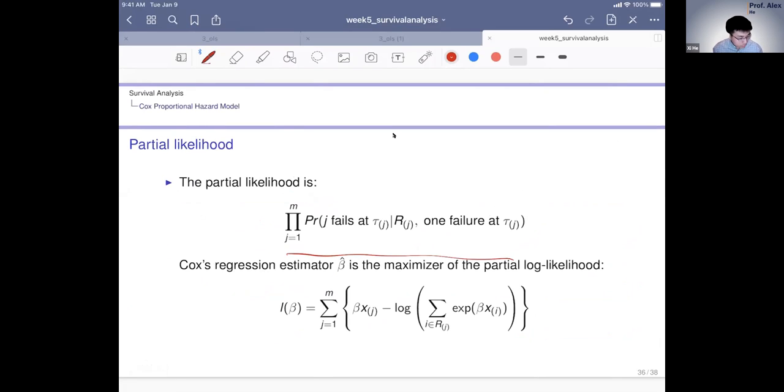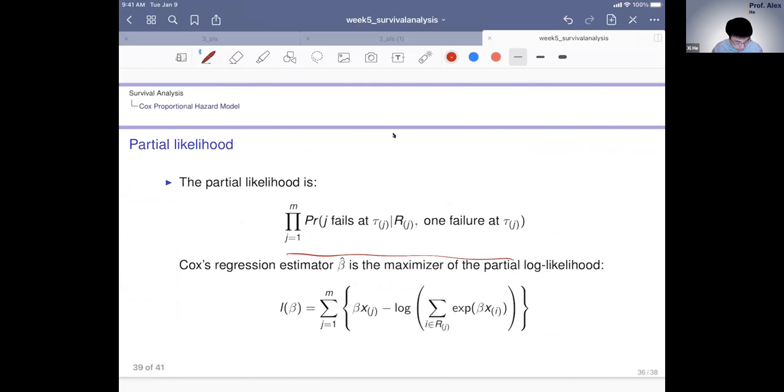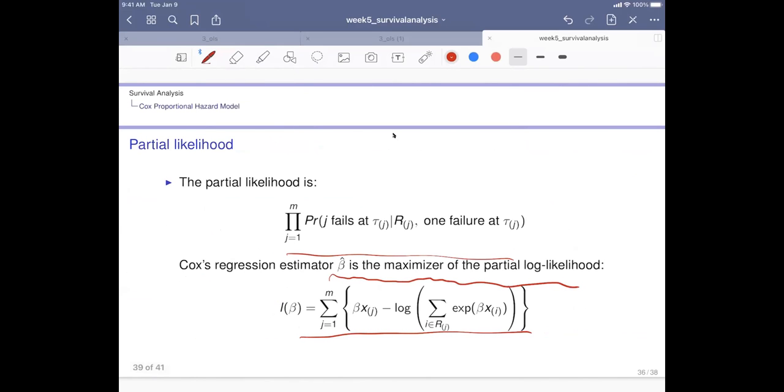And then this is just notation for the thing that we just described. For every time point, okay, you calculate what is this number right here, and then you multiply them together for all the event times. And then the beta is the one that maximizes this partial likelihood. So the x there could be a lot of things, right? The x here could be multiple, yeah. It depends on, of course. So there can be many variables, dummy or all sorts of.